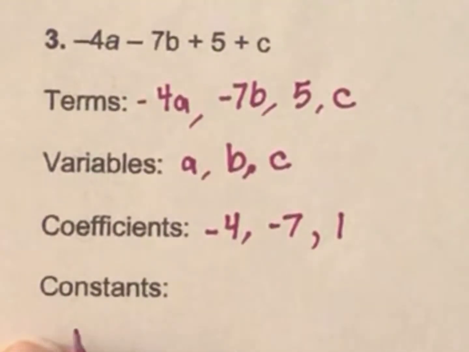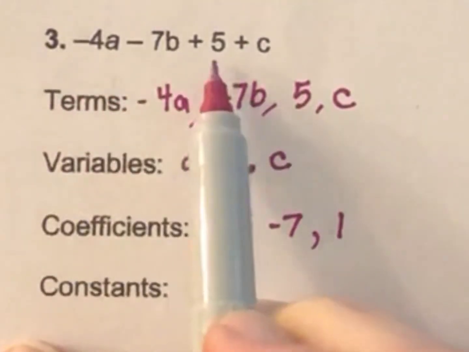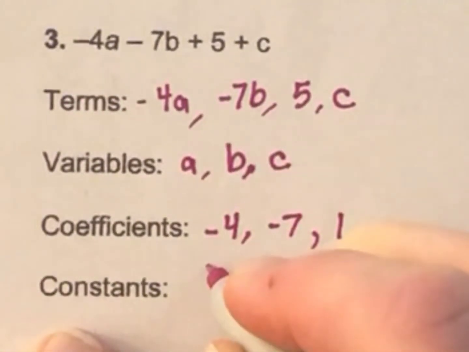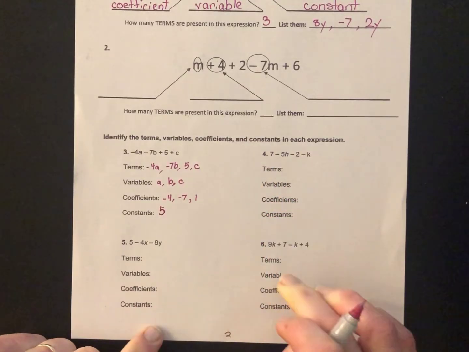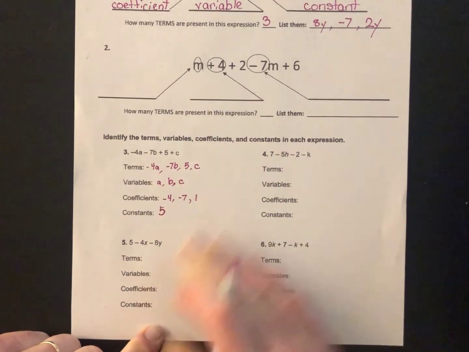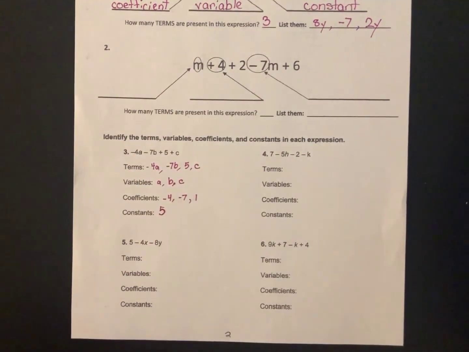The constants. The constants are just the plain numbers. Let's see, we've got 5. So we have just this one constant. There you go. So you can do 4, 5, 6 on your own down here, and then number 2 up here on your own. So go back and finish pages 1 through 3, and you are good.